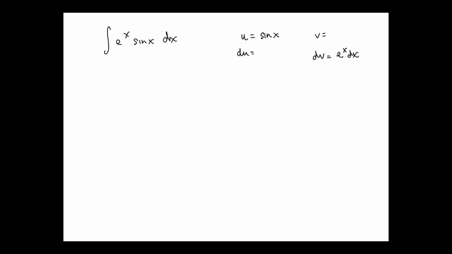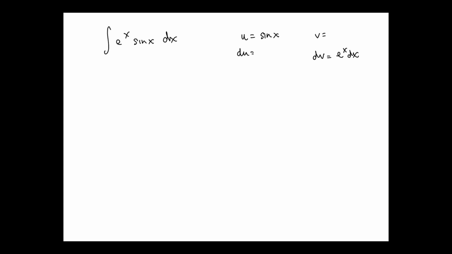Well, what do we have to do to get from dv to v? That's the hard part. We need to take an antiderivative. It's pretty easy to antidifferentiate e to the x, right? Now, similarly, we need to take the derivative of u, and the derivative of sine is not that bad, right? I mean, we just traded one trig function for another. Okay, fine. So let's do that and see what we get.